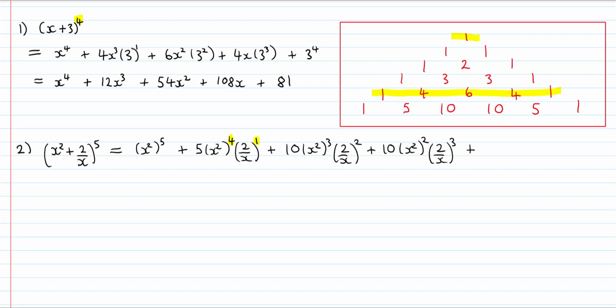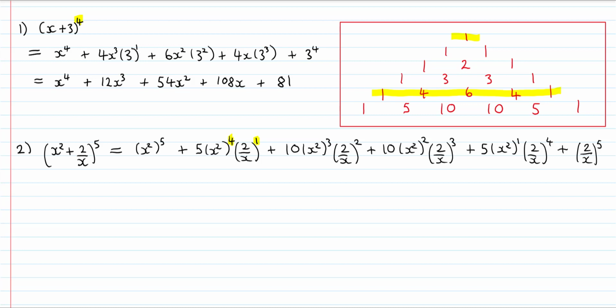And the next term, coefficient is 5. So it's going to be 5 times x squared, and this is just to the power of 1, times 2 over x to the power of 4. And then the final term, well, our coefficient is 1. We're going to have none of the x squared terms, so we're going to have 2 over x to the power of 5. So we'll simplify and tidy this up a little bit now.